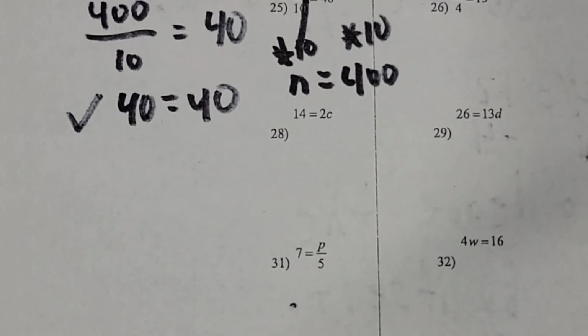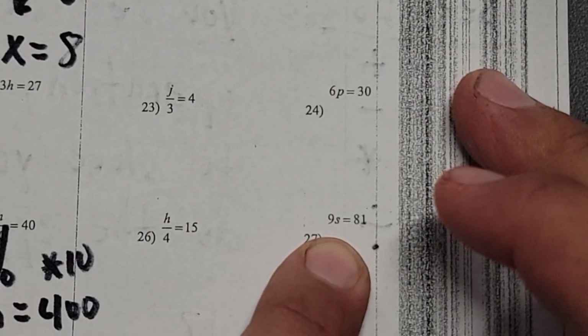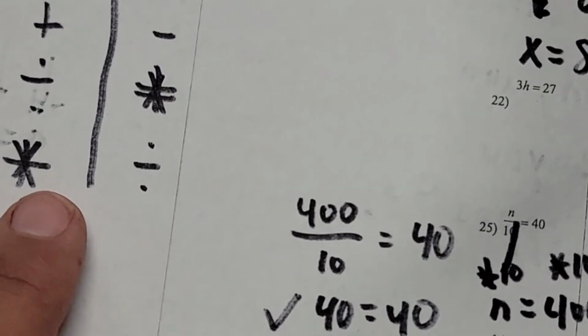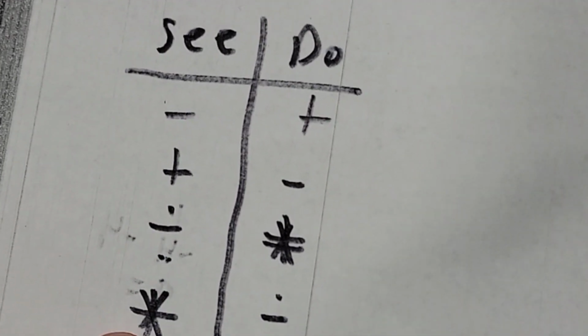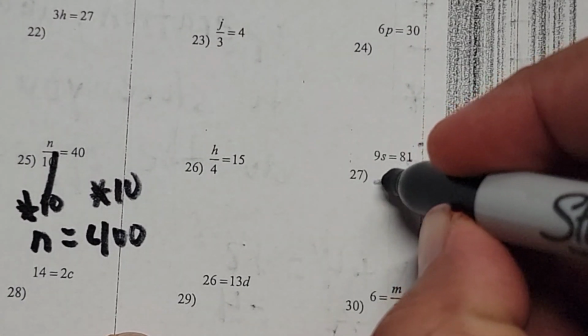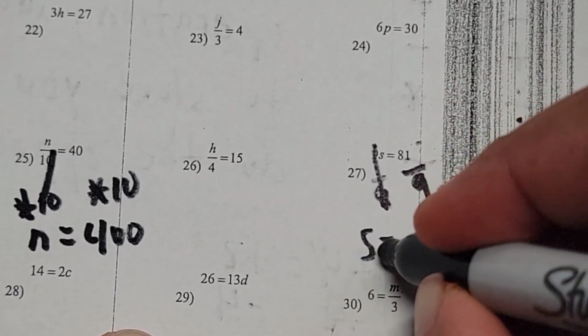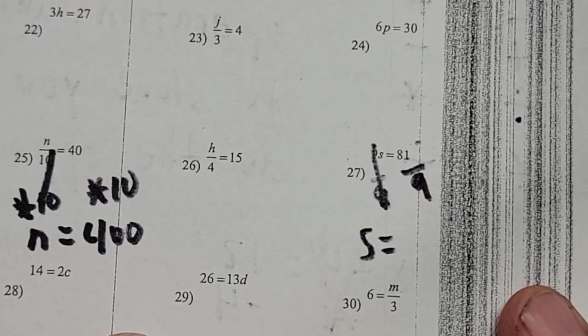So let's say we have 9s. That's multiplication. I see multiplication, I'm supposed to do division. So right here, I'm going to divide by 9, divided by 9. These cancel out. S equals whatever 81 divided by 9 is. One step. Just one step.